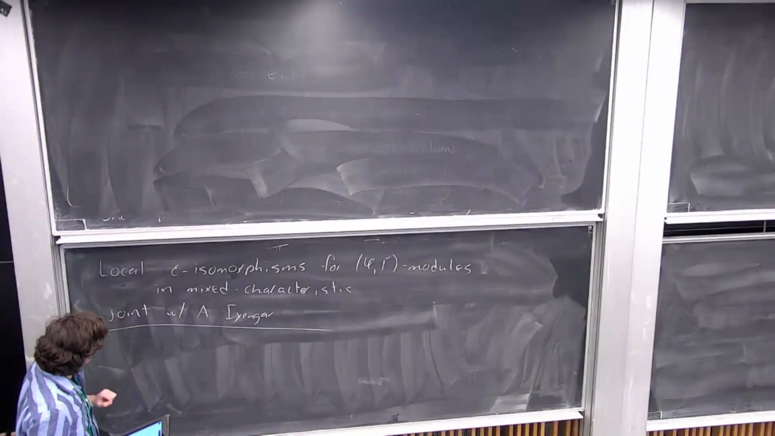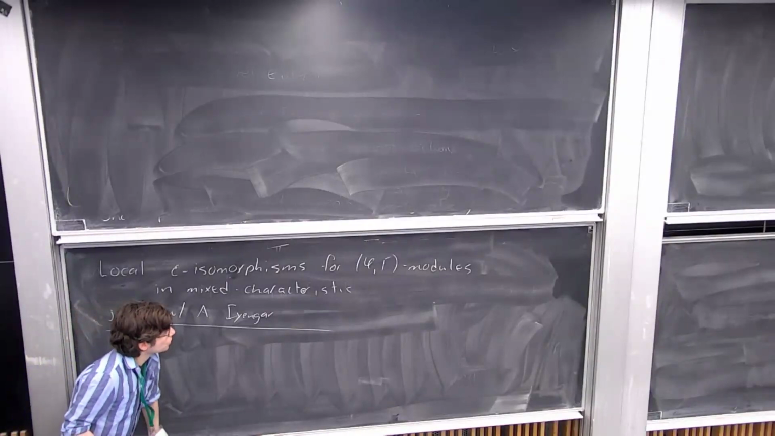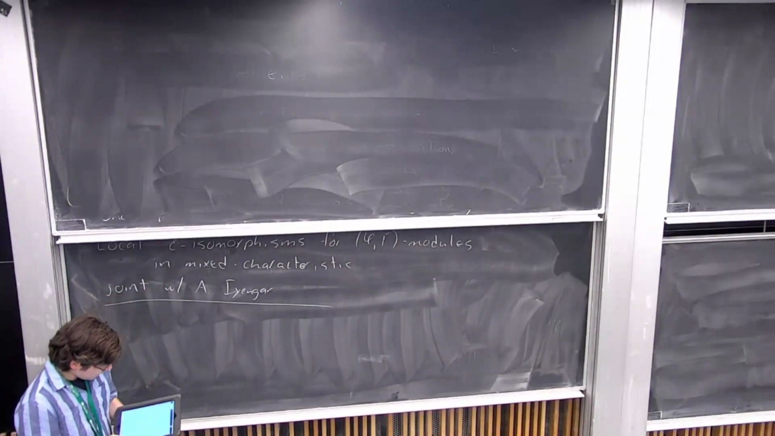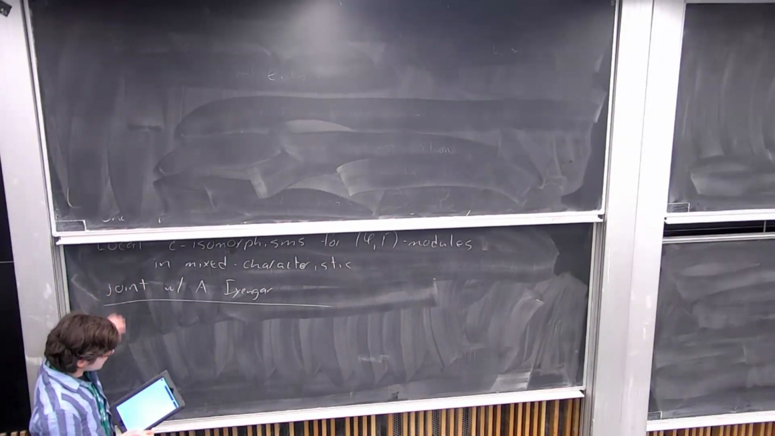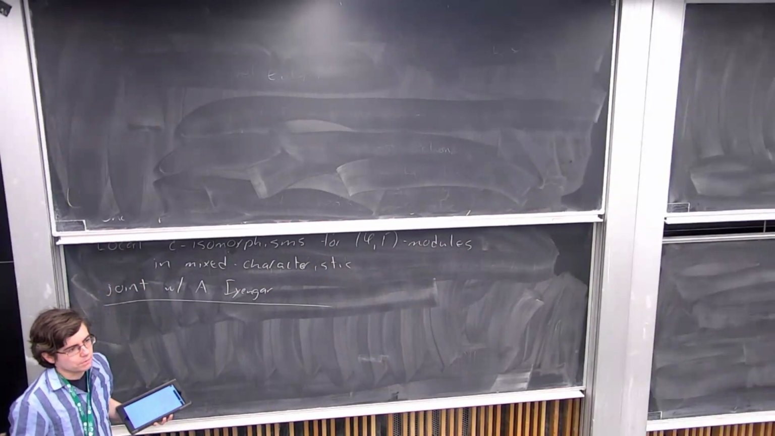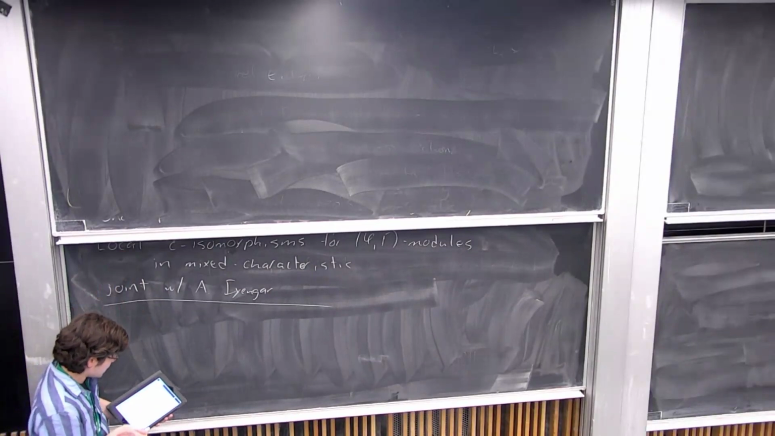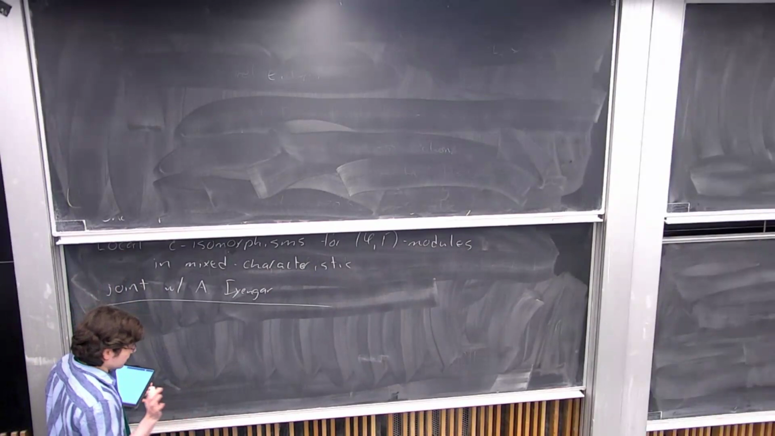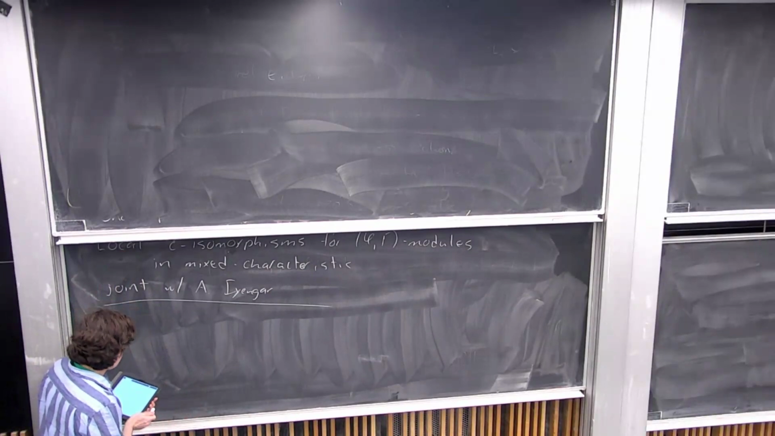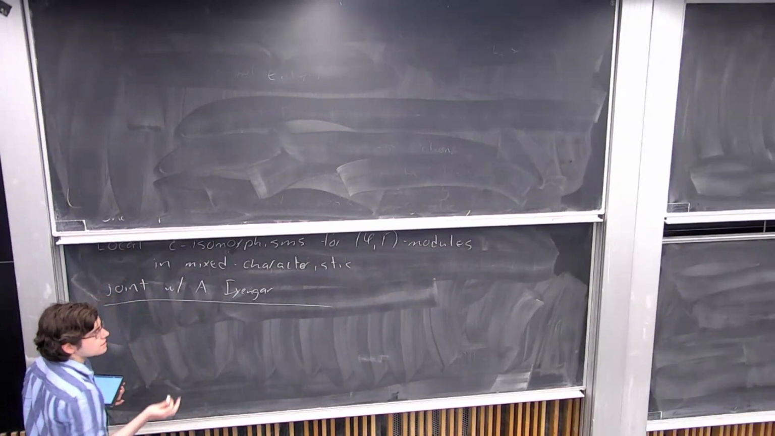So I guess everything I'm going to say is joint work in progress with Ashwin Iyengar. And the specific results I want to talk about are maybe, let's say, motivated by recent developments in the theory of eigenvarieties. But maybe you're not directly about eigenvarieties. So this is still in the morning of the first day.